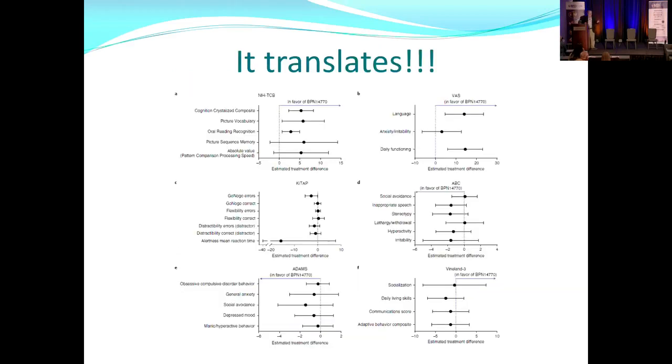And of course, the best thing of all is when it translates in a clinical trial. And here it did. We saw broad improvements on cognition with the NIH toolbox, the ABC scale, this is the visual analog scale.